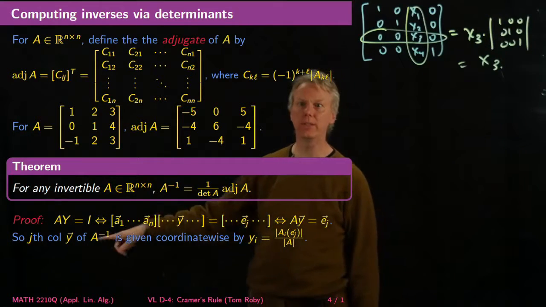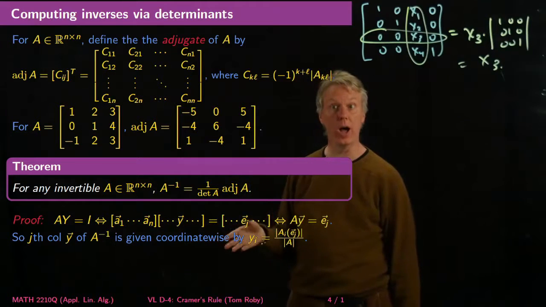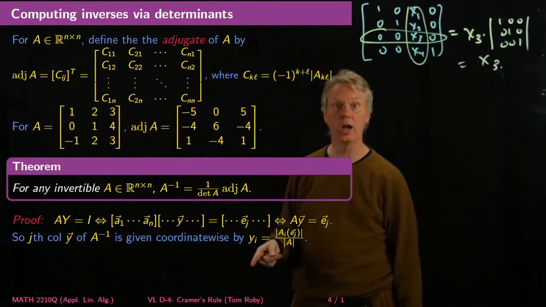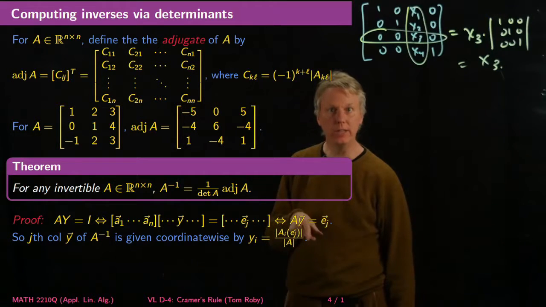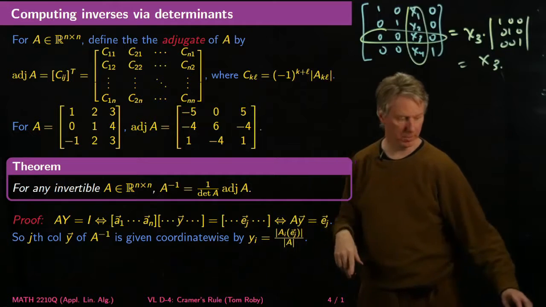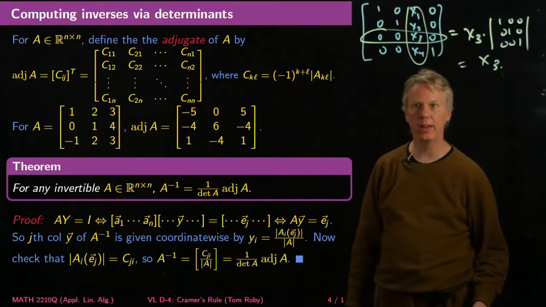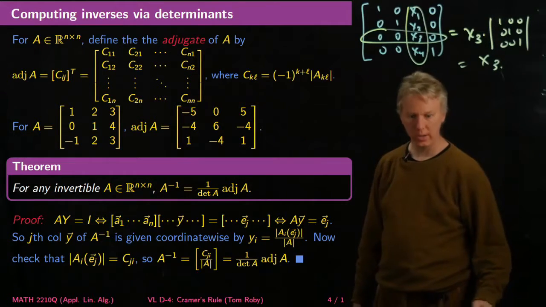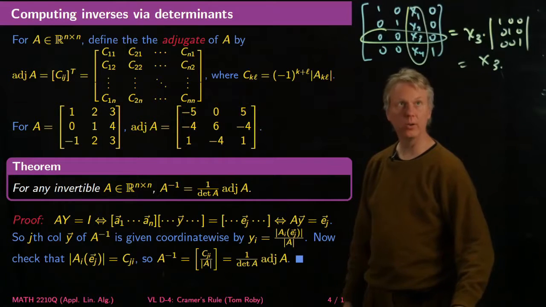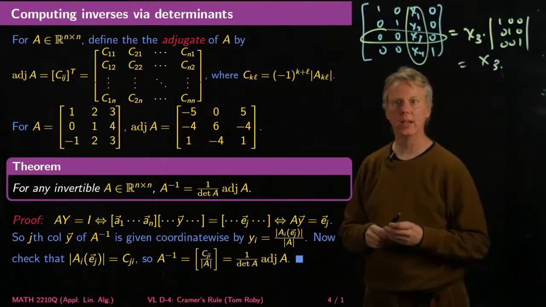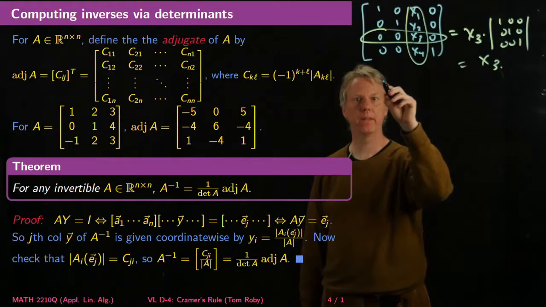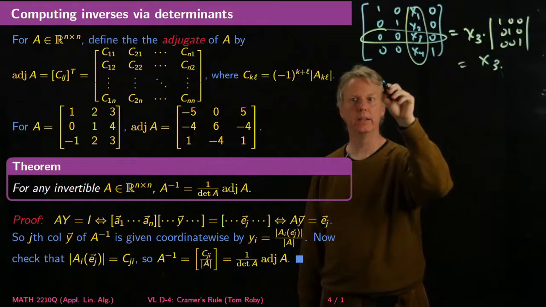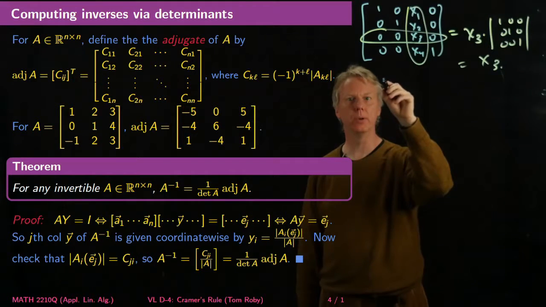So that means the jth column is given coordinate-wise by Cramer's rule that we just saw as y sub i equals the determinant of A sub i of e sub j, divided by the determinant of A. So the main thing we need to check, in order to believe this, is what happens if I take the determinant of A sub i of e sub j.